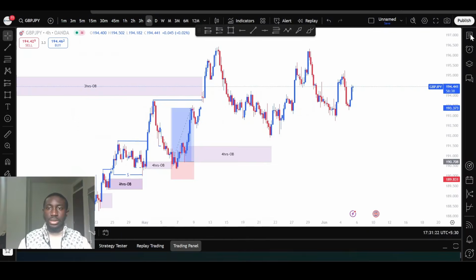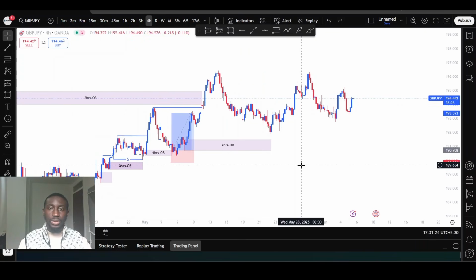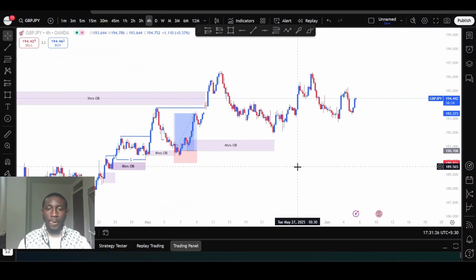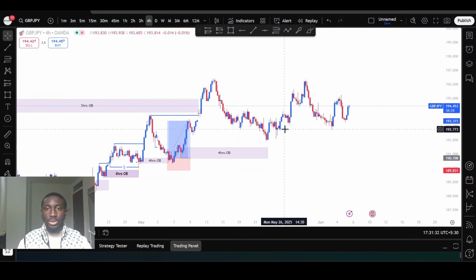GBPJPY. I don't know GBPJPY. I don't know what's happening here. We are in for the buys, but it did not obey my pattern. I was waiting for price to get to this 4 hours block, but it did not trigger it. But now it's still going up.